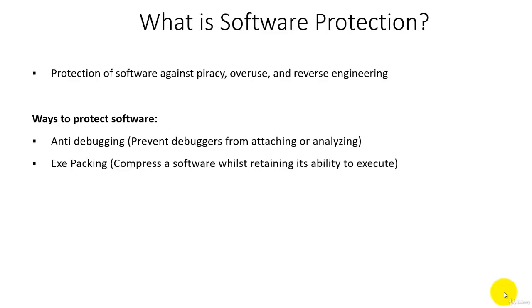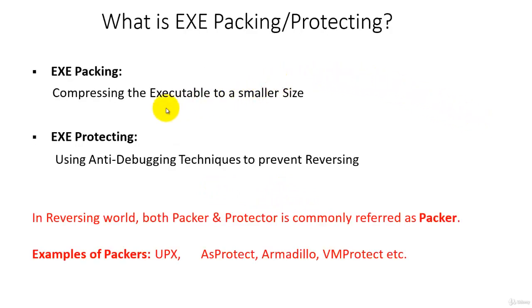And the two main ways to protect software is using anti-debugging, which is to prevent debuggers from attaching or analyzing. Or the second way is by packing, which is to compress the software whilst retaining its ability to execute. EXE packing is where the executable is compressed to a smaller size, and EXE protecting is where using anti-debugging techniques to prevent reversing. In the reversing world, both packer and protector are commonly referred to as packer. Examples of packers are UPX, ASProtect, Armadillo, VMProtect, etc.